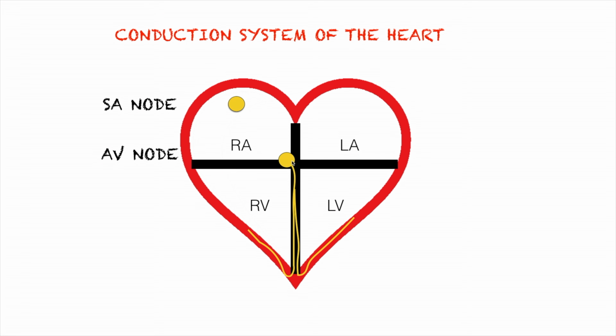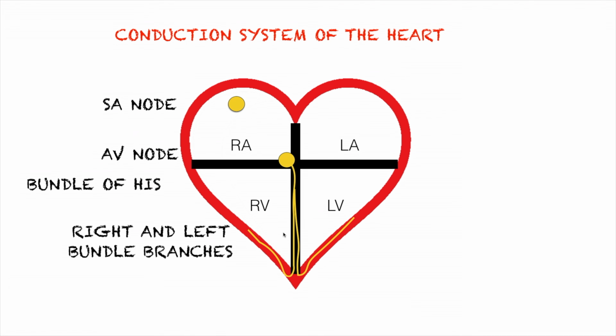So from the AV node, it goes through the single structure right here called the bundle of His. From the bundle of His, the cells will continue and will then bifurcate, one to the left and one to the right. These will now be called the left and right bundle branches. And from the bundle branches, they will continue within the apex of the heart, and these cells will now be called the Purkinje fibers. So this is your conduction system of the heart. And when the conduction goes from here all the way to the Purkinje fibers, it will generate a heartbeat.